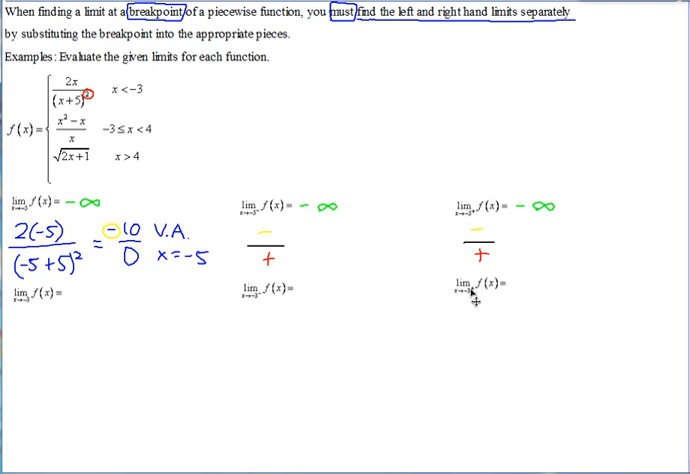As x approaches -3, notice -3 is a breakpoint, so we cannot start with the general limit here. You have to evaluate the left and right hand limits separately first. As x approaches -3 from the left, we'll just think, which piece applies to the immediate left of -3? Well, this one does. It says x is less than -3. So you substitute -3 into that piece. It would be 2 times -3 divided by -3 plus 5 squared. 2 times -3 is -6, divided by -3 plus 5 is 2 squared. -6 over 4 reduces to -3/2.